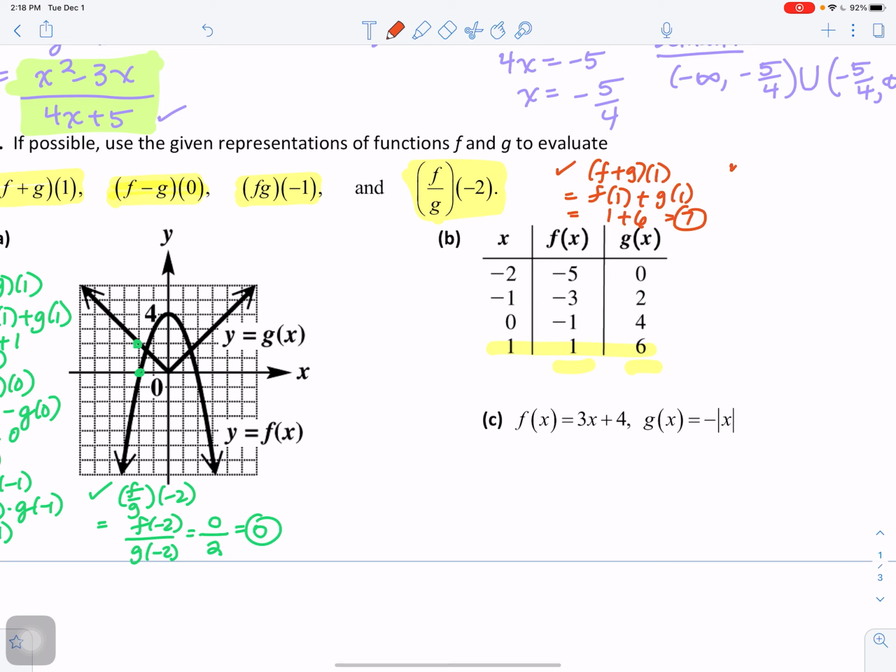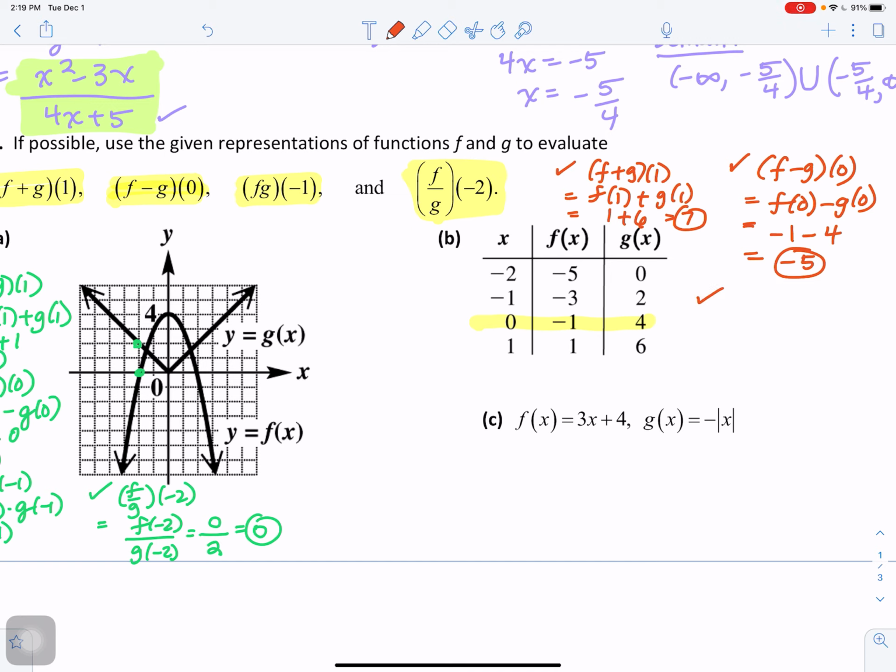Okay, let's go do the next one. F minus g of 0 is f of 0 minus g of 0. And now let's get rid of that. Let's go to x equal to 0. Make sure you pick the right one. f of 0 is negative 1 minus 4. So we end up with a negative 5.